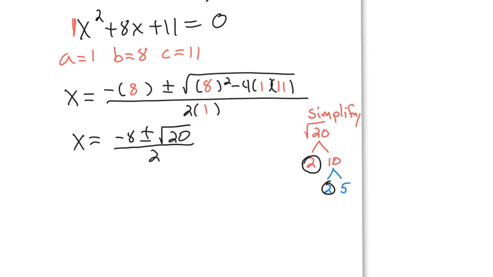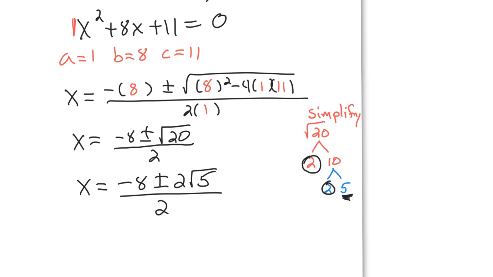If you have two pairs of 2s, you put two 2s outside. But right now it's 1. And the 5, the one that doesn't have a pair, is going to stay inside of the radical. So I'm going to have x equals negative 8 plus or minus 2 outside of the radical, and the 5 inside of the radical. Everything divided by 2. We simplified the radical. This square root of 20 became 2 square root of 5.